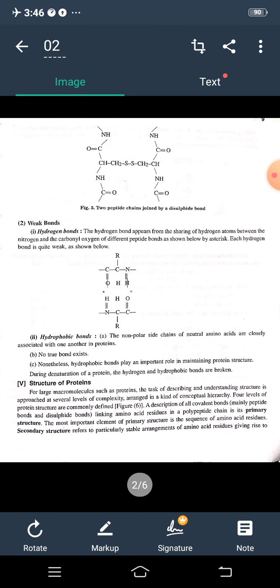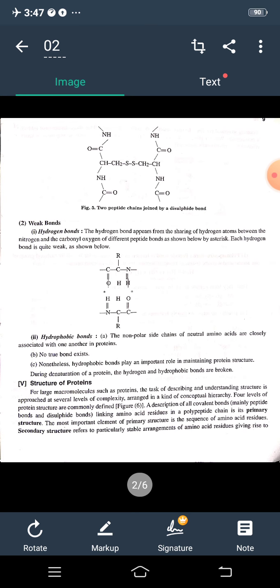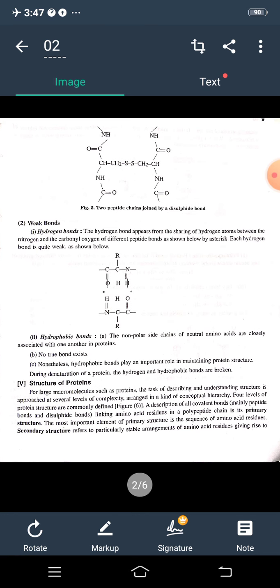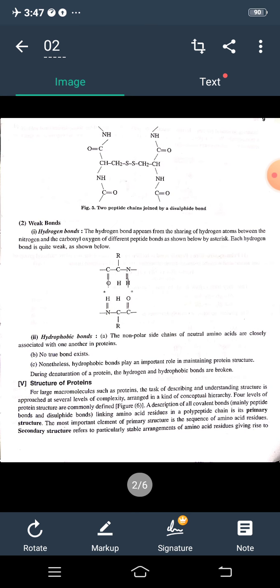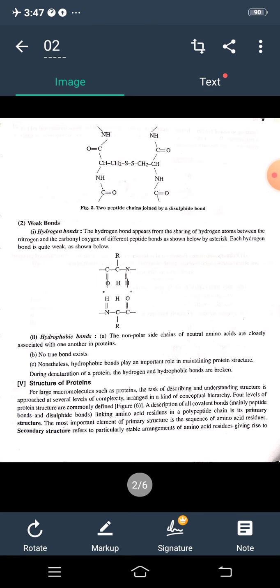Now we discuss the structure of proteins. For a large macromolecule such as a protein, the task of describing and understanding the structure is approached at several levels of complexity, arranged in a kind of conceptual hierarchy. Four levels of protein structure are commonly defined, as shown in figure 6. A description of all covalent bonds, mainly peptide bonds and disulfide bonds, linking amino acid residues in a polypeptide chain is its primary structure. The most important element of primary structure is the sequence of amino acid residues.